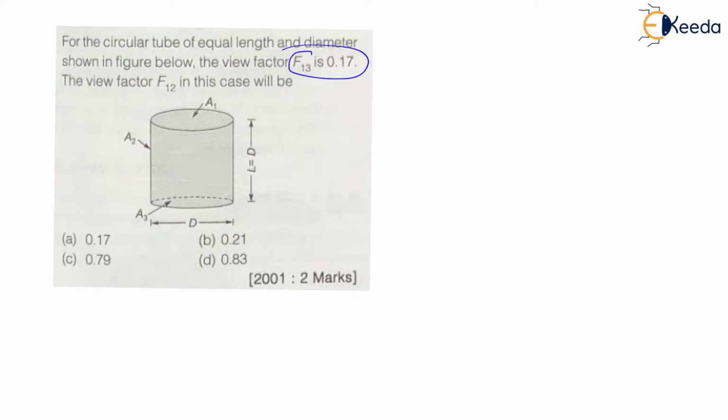Now let us understand, my dear students. Here finding F1 to 2 is very simple. But as there are 3 areas in contact, there will be 9 view factors. And we will find all the 9 view factors in this lecture. Finding F1 to 2 is the most simple task here, but we will see how to find all the possible view factors, that is, 9 view factors.